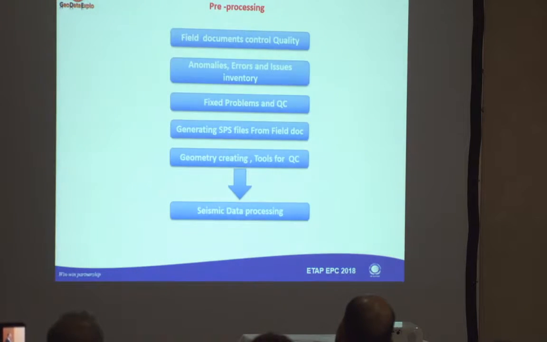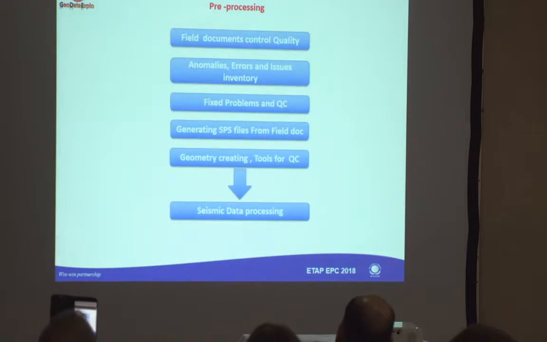So before starting the processing itself, we can talk about the pre-processing, which is field document control, anomalies, errors and issues, inventory, fixing problems, and then generating SPS from field documents, and then geometry creation, QC tools, and then starting the processing itself.